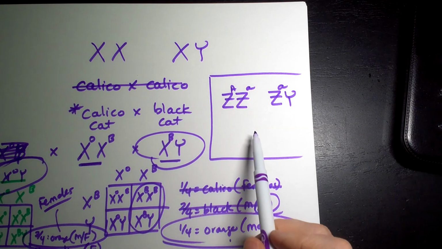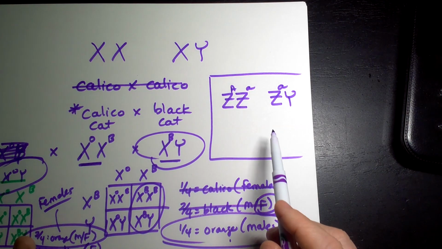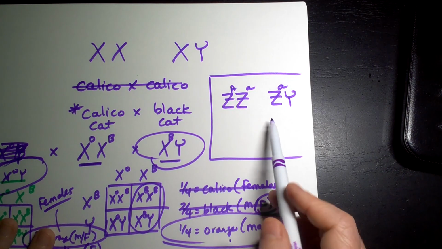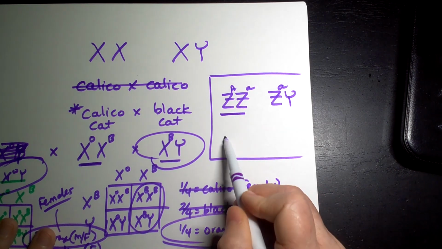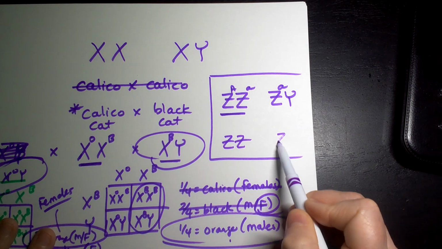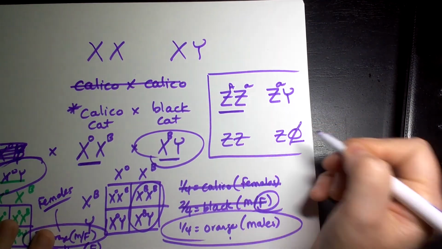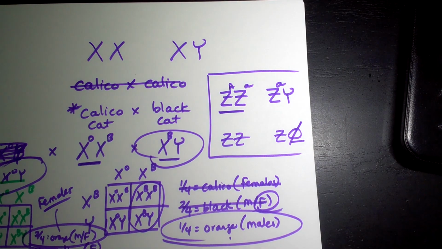So the sex chromosomes in all species are not always XX and XY. And in some species, the female has two sex chromosomes and the male has one. So we call them like a ZO. All right, and we'll get into all those weird different ways that works.